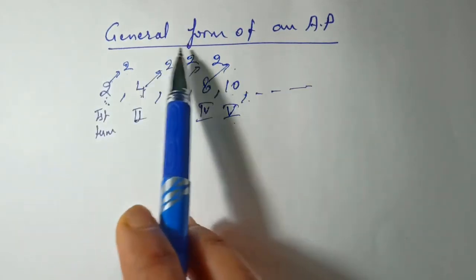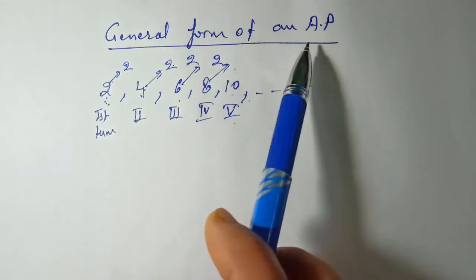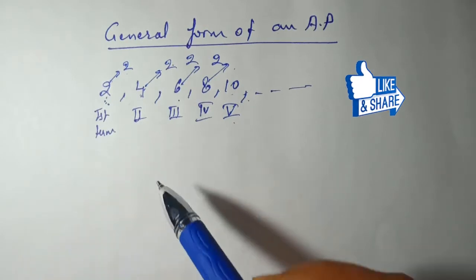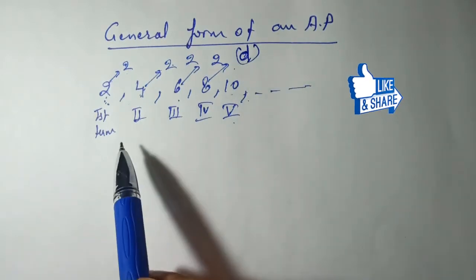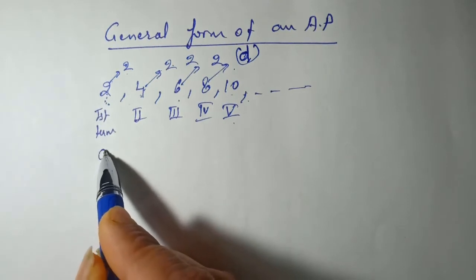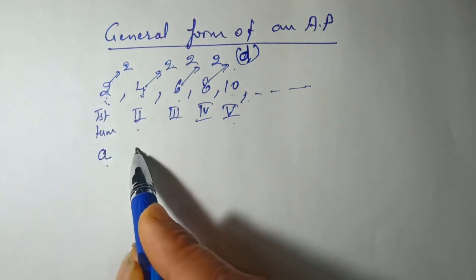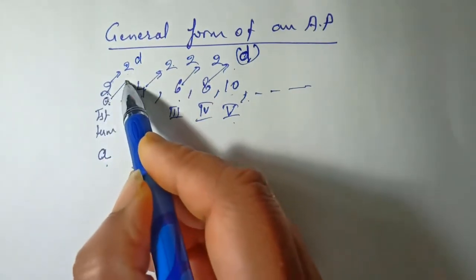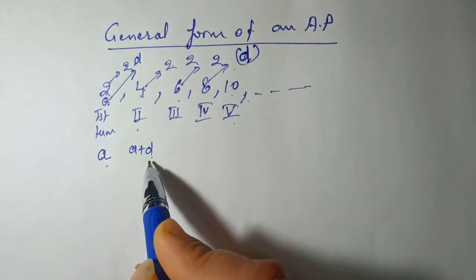So now we have to frame the general form. One thing you have to remember: when the general form is framed, this common number is denoted by D. The general form is formed according to the first term. So let us take the first term as A. Then the second term will be framed according to the first term. So this is D, it means the second term will be A plus D. We have to add these two.